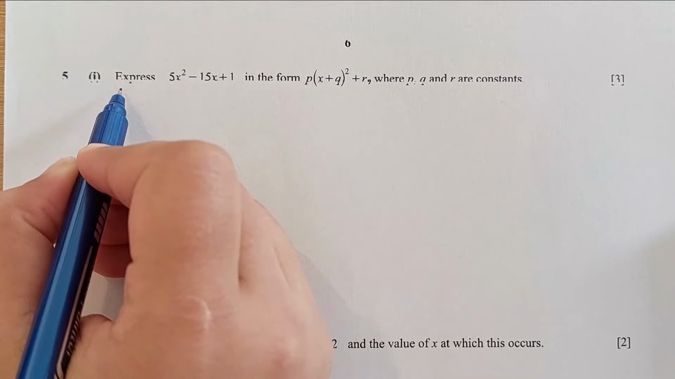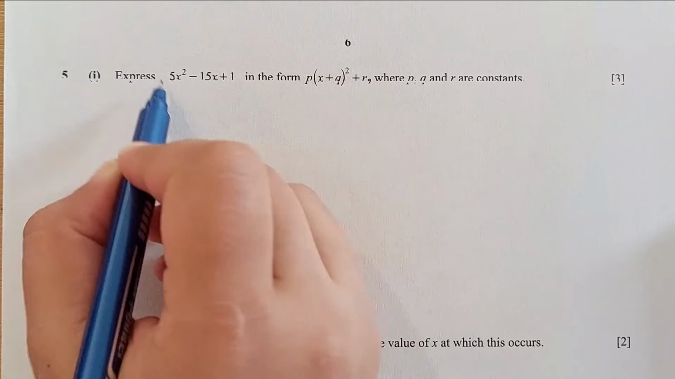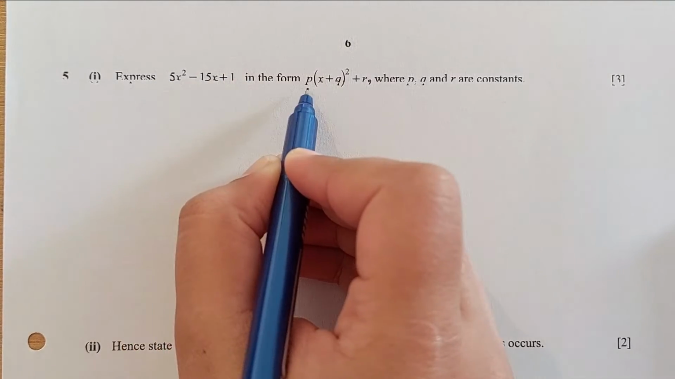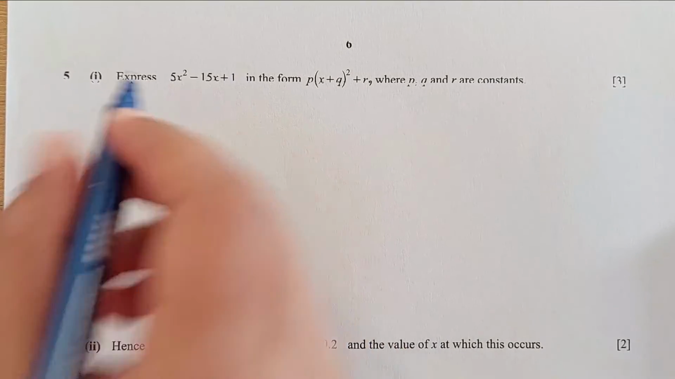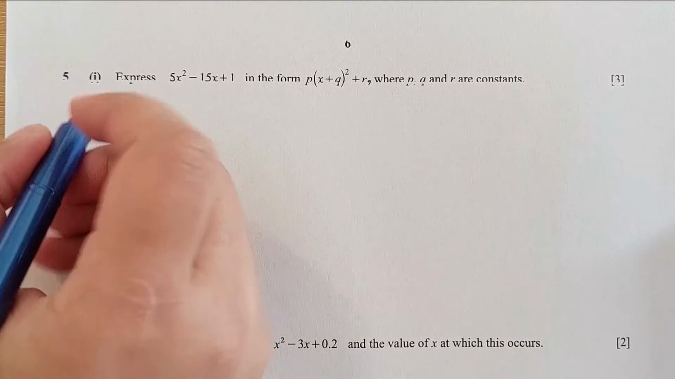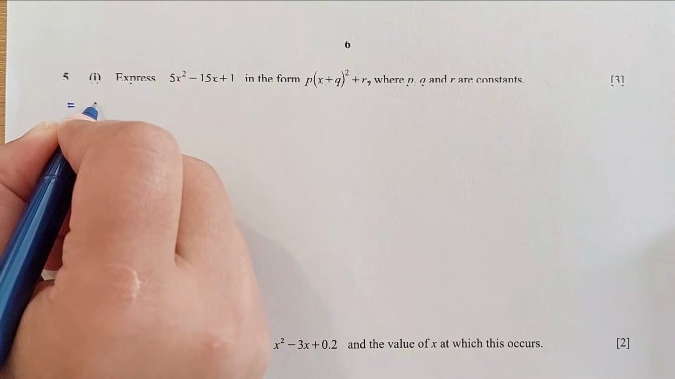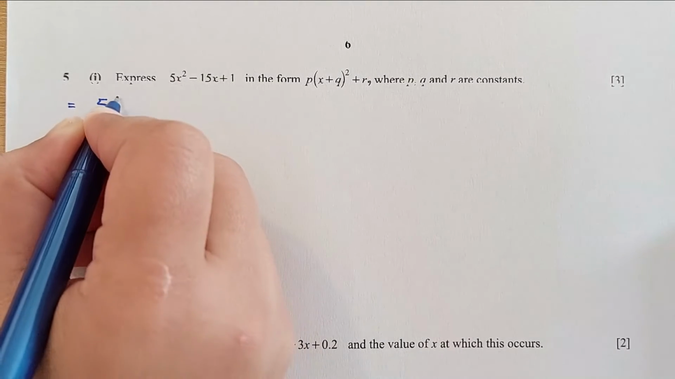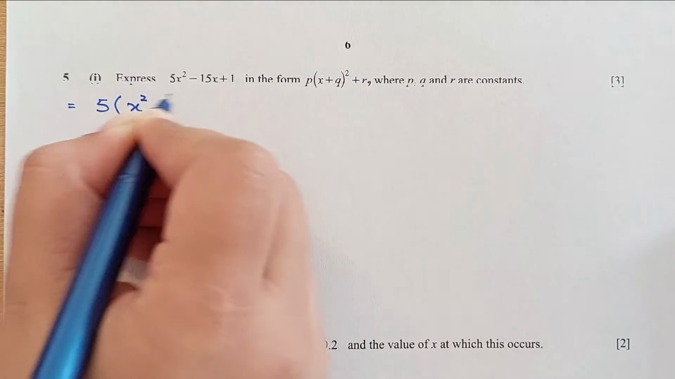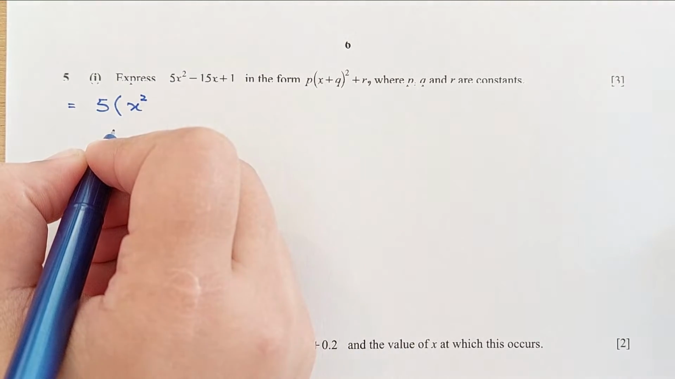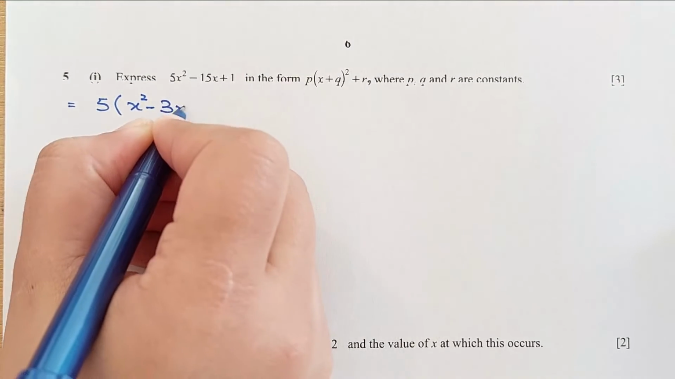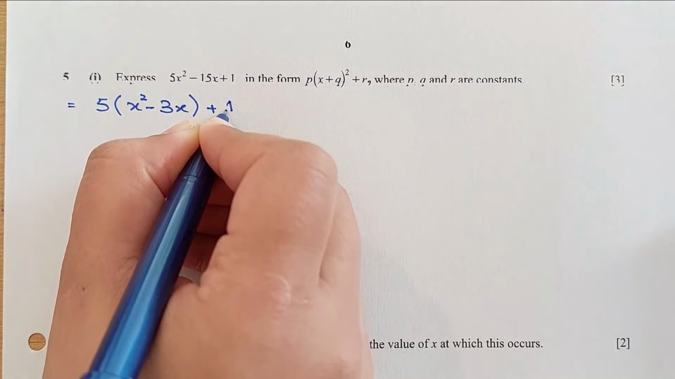Question number 5, part 1. Express this standard form of a quadratic equation in the vertex form, where p, q, r are constants. So converting standard form into vertex form basically. The first step is we have to take the coefficient of x square common from the first term and the second term. So here we have just x square left, and we know that 5 times 3 is 15. So minus 3x is left and plus 1 is outside.